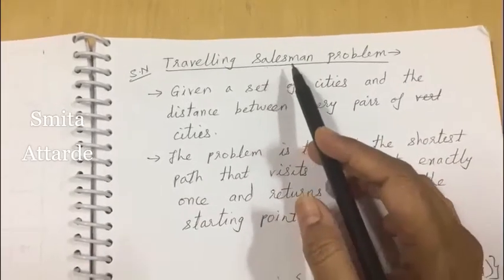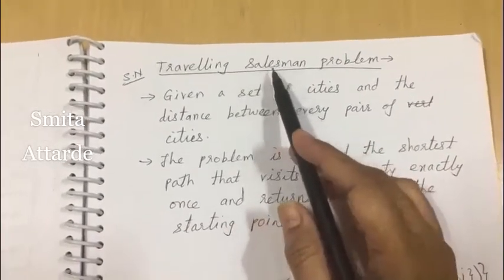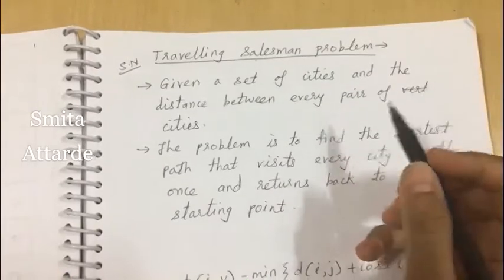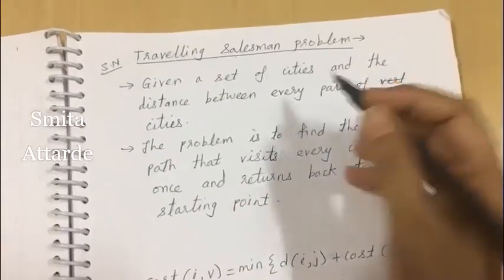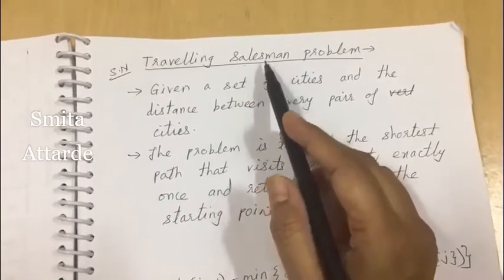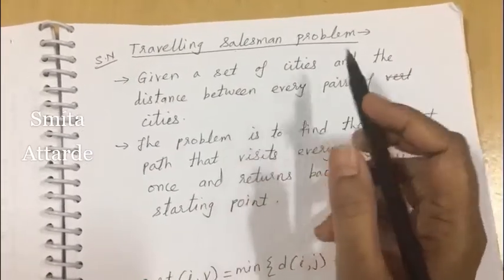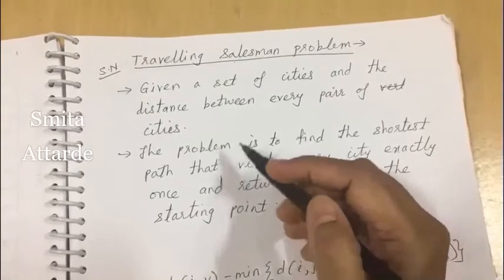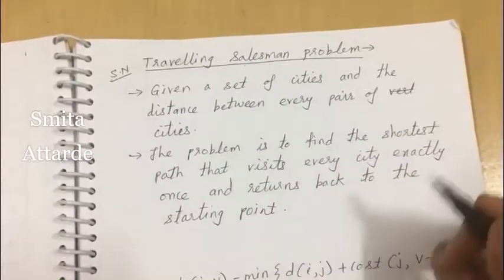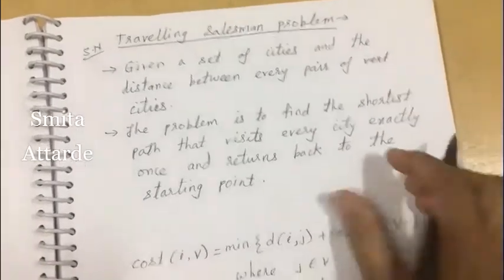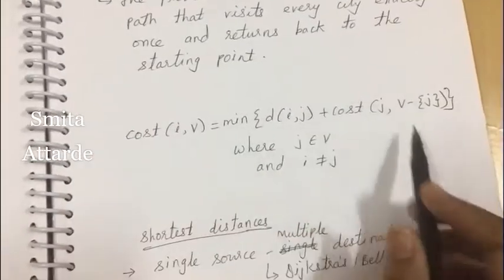Now we have a salesman who has to traverse all the cities exactly once and return back to the source vertex. That is, he will start his tour from a single vertex, traverse all the vertices and return back to the source vertex, and whatever distance he covers should be our minimum distance. So again, for this we are going to use a formula.